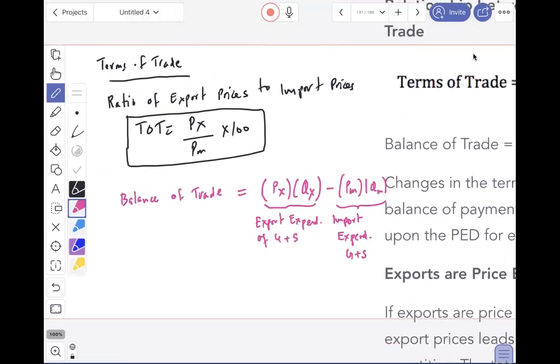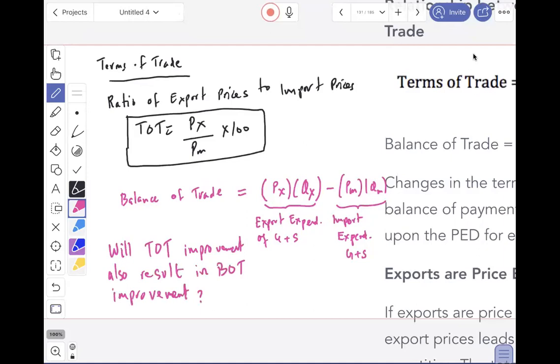So what's the difference between terms of trade and balance of trade? Terms of trade only gives you a ratio of prices, while balance of trade looks at both price times quantity. And therefore, they may have a relationship we need to look at, because sometimes they can ask you: will terms of trade improvement also result in balance of trade improvement? Is it true that if terms of trade go up, they will also make our balance of trade go up? That's the question we need to ask today in our discussion.